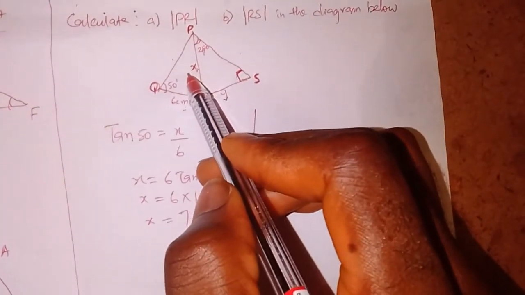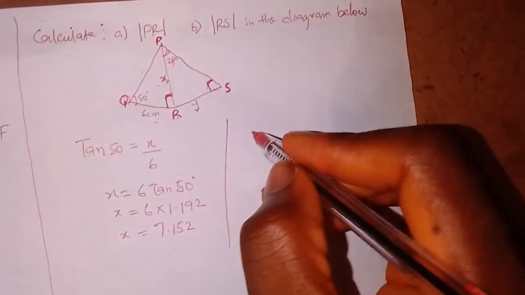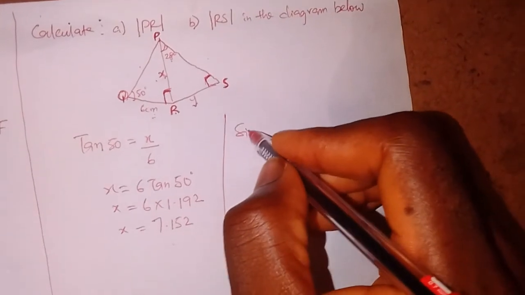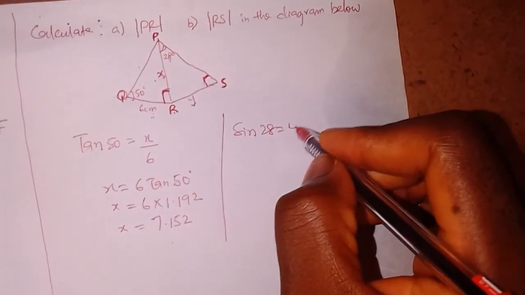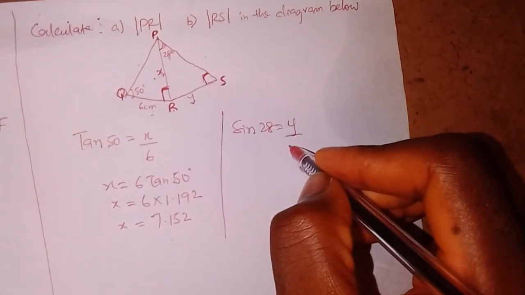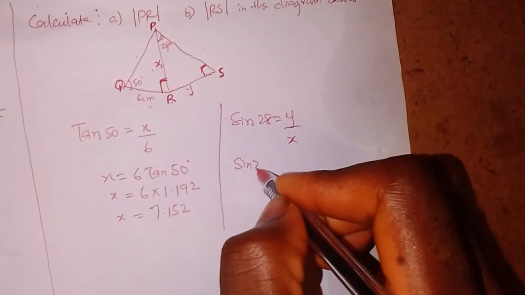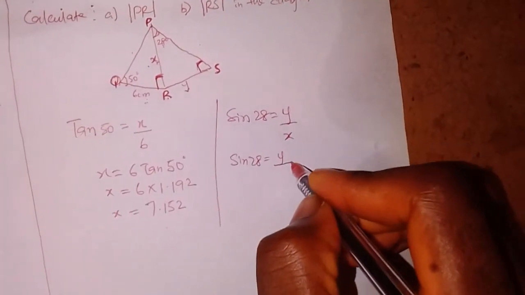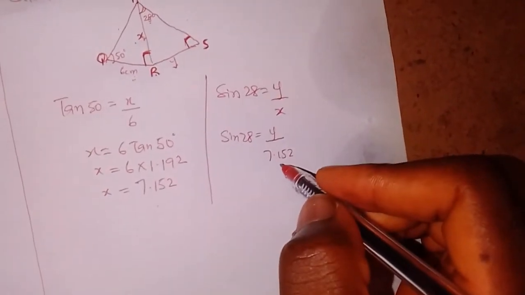So that becomes opposite over hypotenuse, because this X, which is 7.152, is a significant value now. So that's opposite over hypotenuse. That's sine. Sine 28 equals opposite, which is Y, over hypotenuse, which is X. So it means my sine 28 equals Y over my X, which is 7.152 in this question.